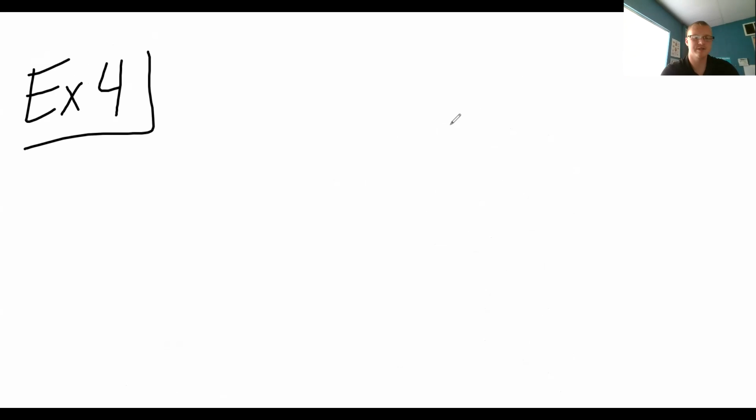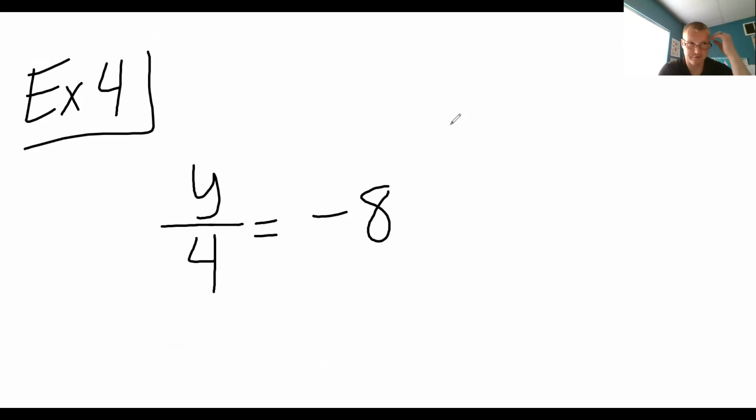Okay, so this is where I'm going to do the exact opposite of what I just had. So y over 4, or y divided by 4, equals -8. So what am I going to do here first, Ellen?